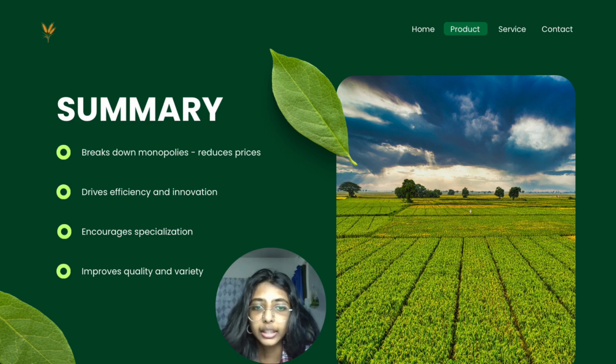In summary, international trade is not a zero-sum game for agriculture. It's a catalyst for a positive and transformative competitive process. By subjecting domestic farmers to global market forces, trade breaks down monopolies and reduces prices for consumers, drives efficiency and innovation, leading to better farming practices and technology, and encourages specialization, allowing countries to focus on what they do best, which boosts global food production. It also improves quality and variety, offering consumers year-round access to a diverse range of food products.